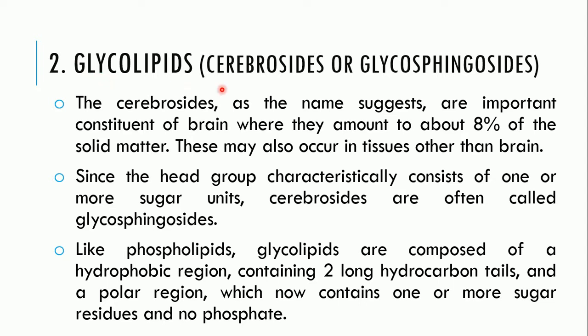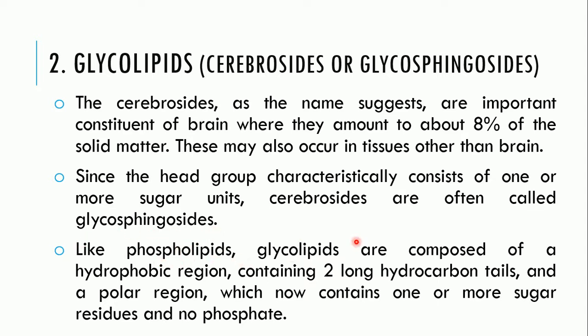The second type is glycolipids, that is cerebrosides or glycosphingosides. The cerebrosides, as the name suggests, are an important constituent of brain, where they amount to about 8% of solid matter. These may also occur in tissues other than brain. Since cerebrosides are found in the cerebrum region of the brain, that's why they are called cerebrosides. Since the head group characteristically consists of one or more sugar units, cerebrosides are often called glycosphingosides.